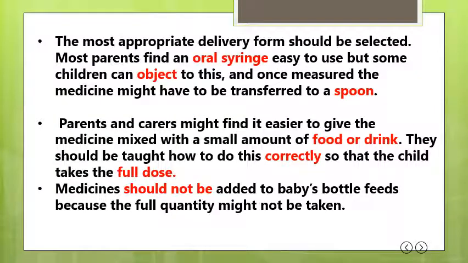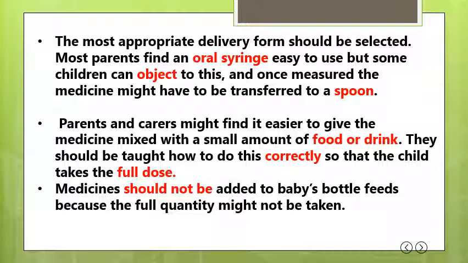The most appropriate delivery form should be selected. Most parents find an oral syringe easy to use, but some children can object to this, and once measured, the medicine might have to be transferred to a spoon. So one of the most commonly used tools for giving medicine is the oral syringe. Some children may object to it, so the dose can be transferred from the oral syringe to a spoon.